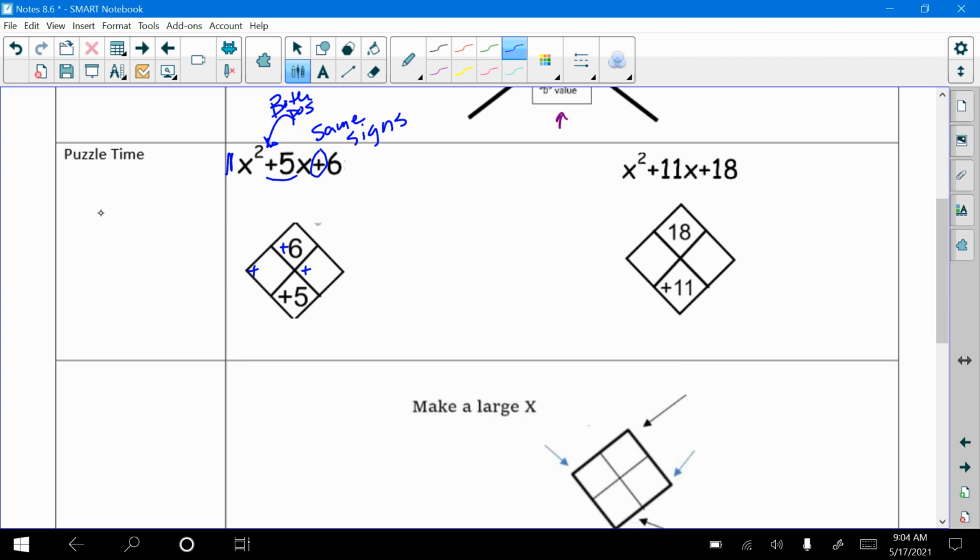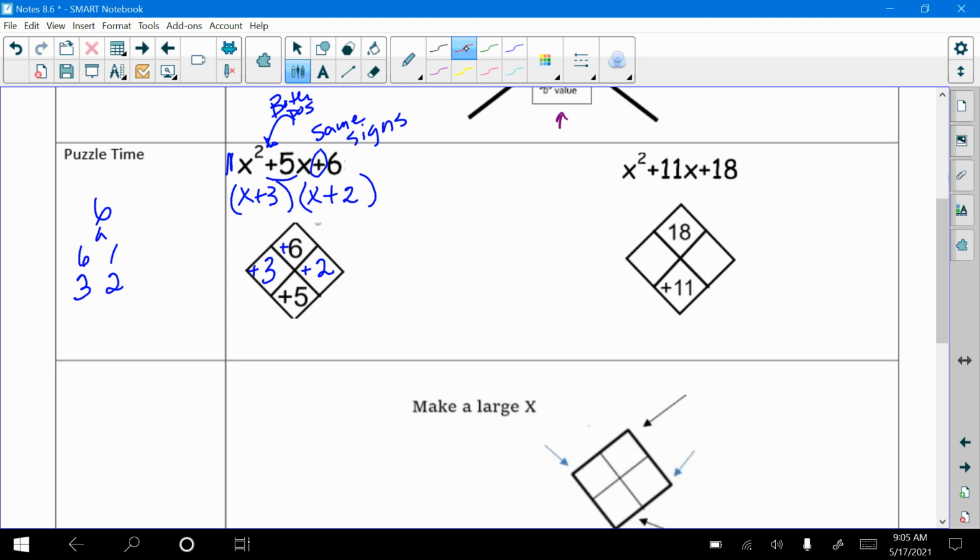So I can go out to the side and I can say 6 and 1 or 3 and 2. So I'm going to do 3 and 2 because 3 times 2 is 6, and 3 plus 2 is 5. Now I can tell you my factoring wise, we're basically breaking it back down to binomials that we'd multiply together and do the FOIL per se. This is going to be x plus 3 and x plus 2.